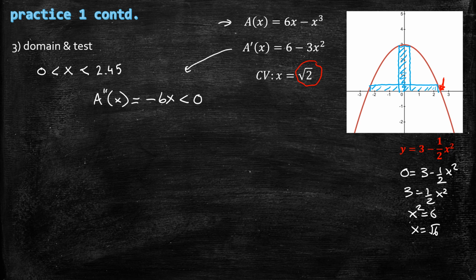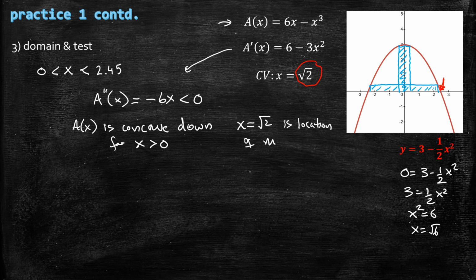In fact, for any positive value of x, the second derivative is going to be less than 0. So that means that the function A of x is concave down when x is greater than 0, which means that at x equals root 2, it's concave down for x greater than 0. So that means x equals square root of 2 is the location of a maximum.